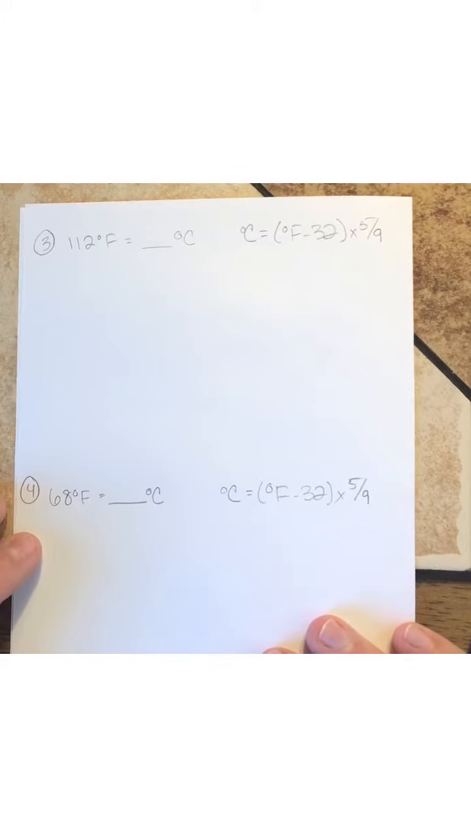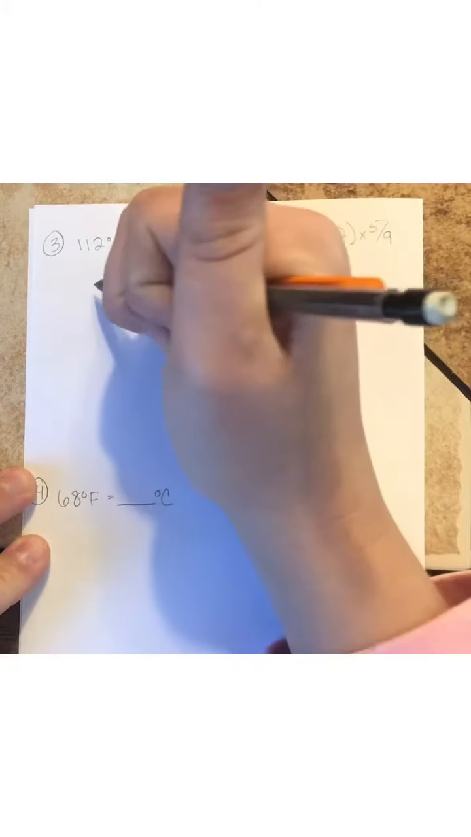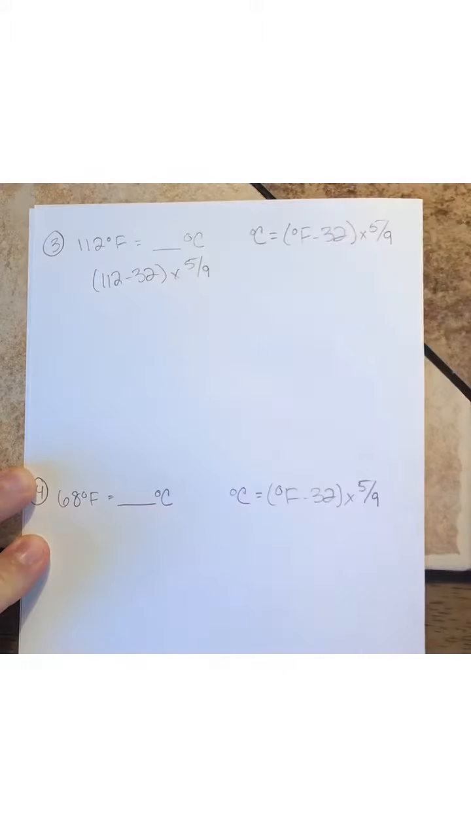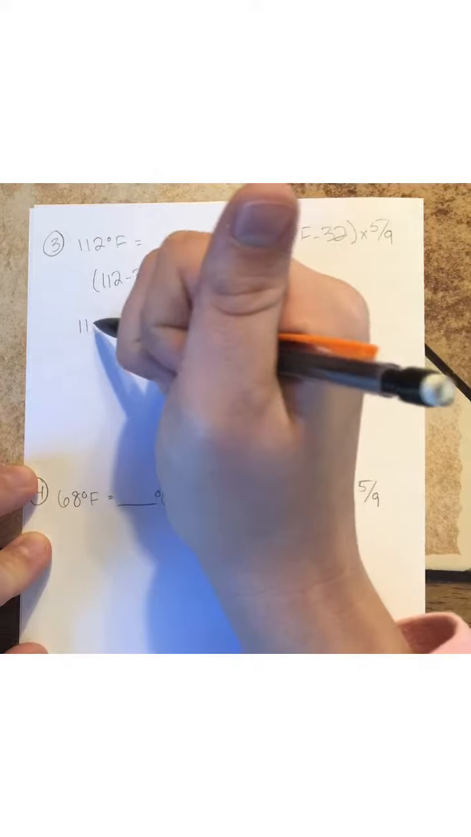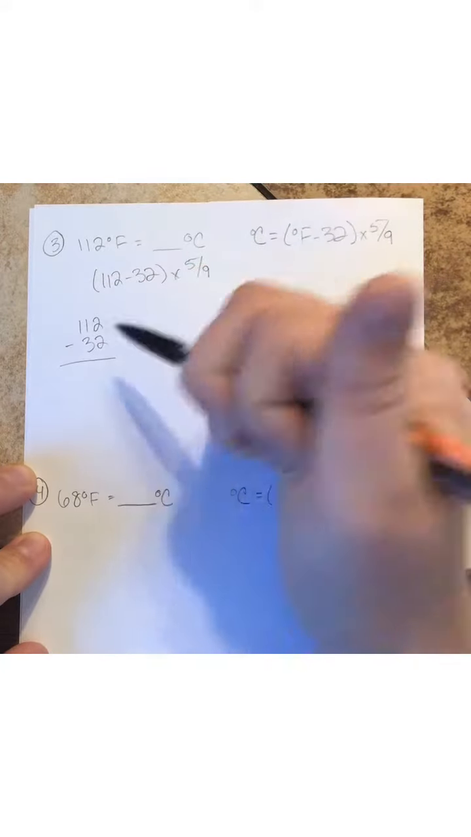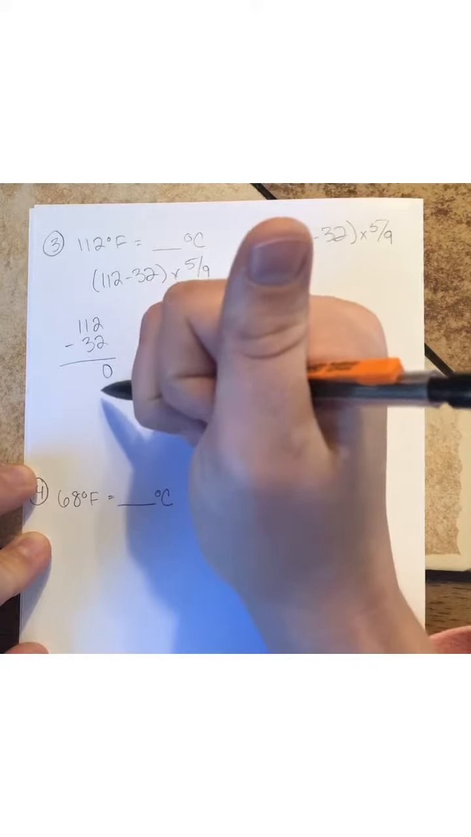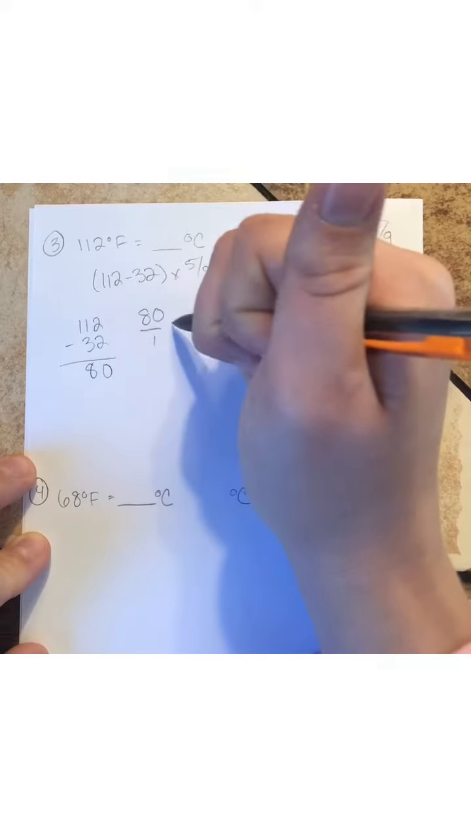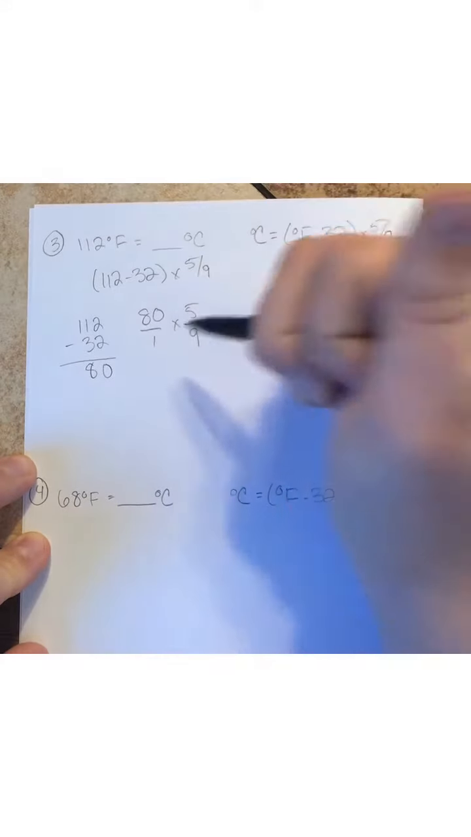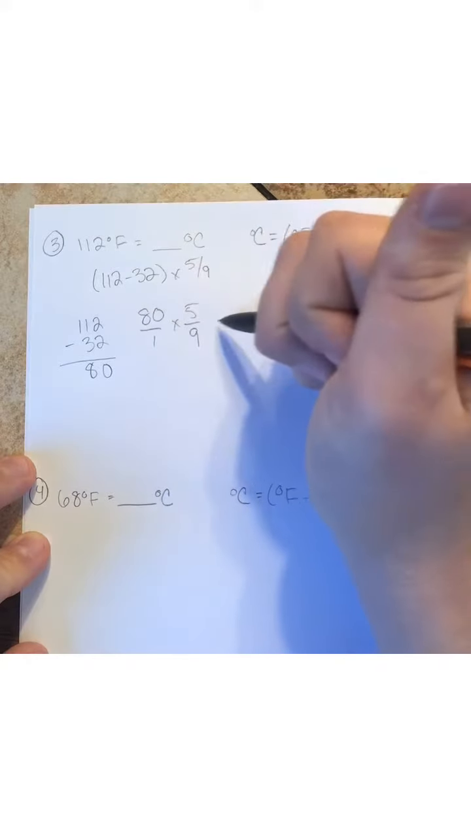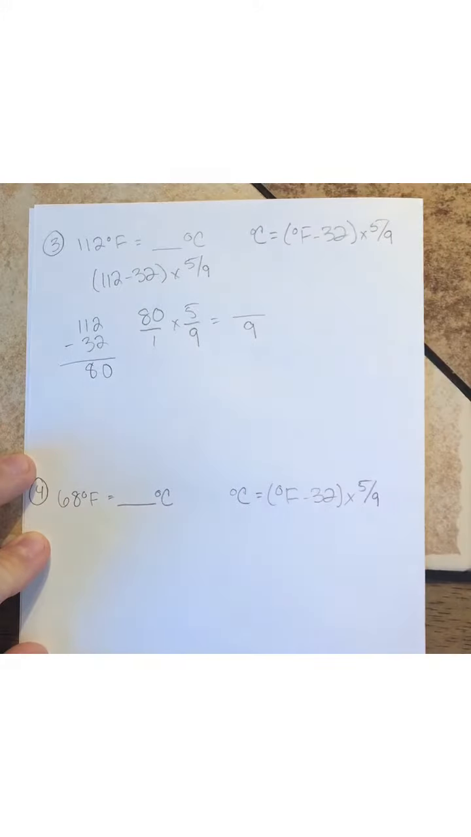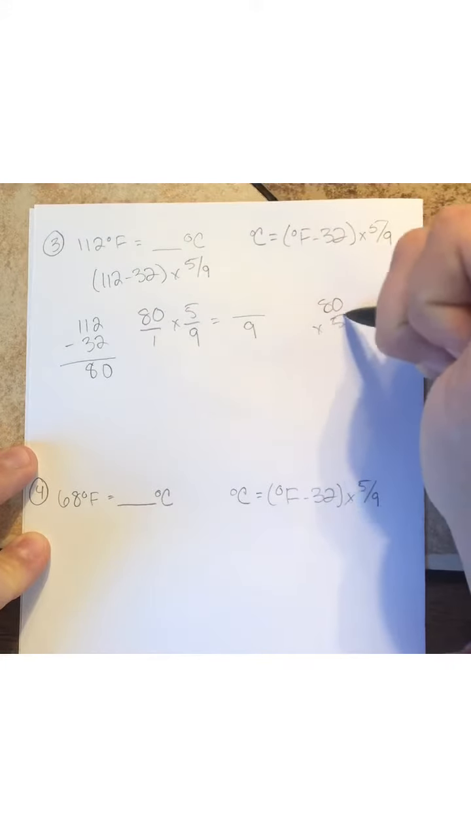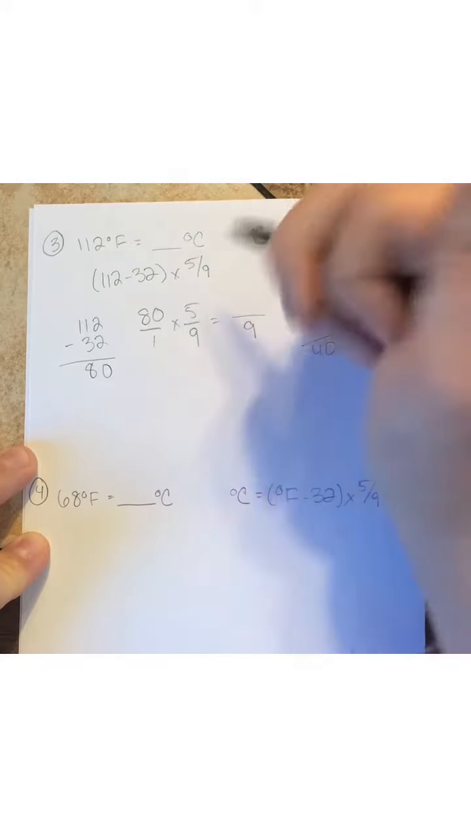All right, for this next one I have 112 degrees Fahrenheit. So I'm going to plug that number into my equation. First we'll do 112 minus 32. 2 minus 2 is 0. 11 minus 3 is 8. Now we're just going to multiply across. 1 times 9 is 9. 80 times 5 is going to be 400.